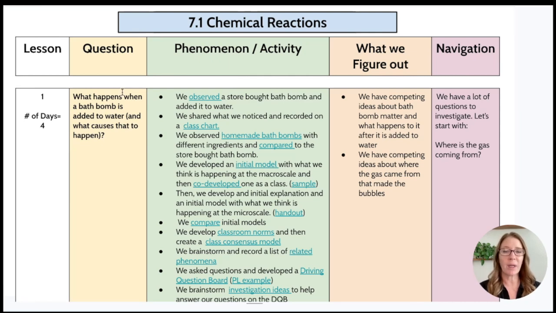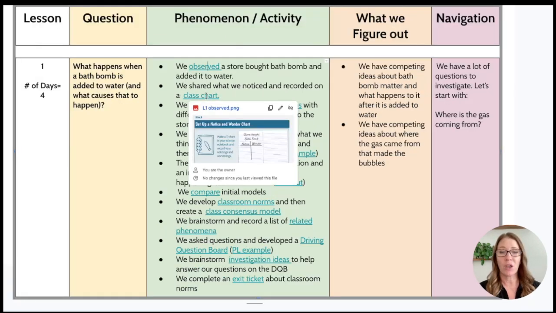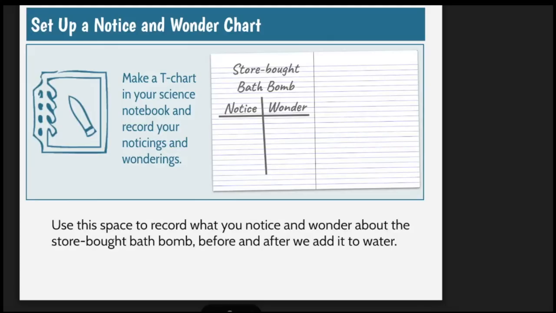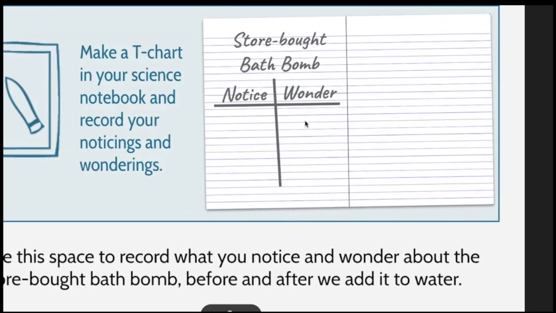So first of all, we begin the class by observing a store-bought bath bomb and add it to water. And you will see the slide looks like this, and it's going to set students up to create a notice and wonder chart in their notebooks. So you're going to first look at the bath bomb and make observations and put it in water. They're just going to write down things they notice in this column right here and what they wonder in that column right there.